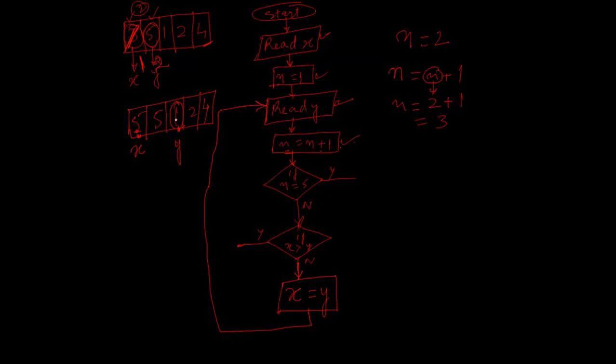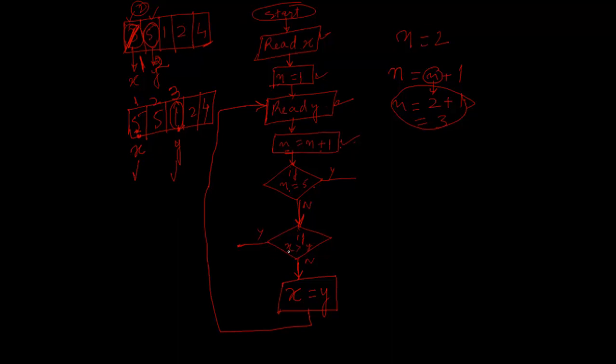When I am reading the next number, this means I have read 3 numbers. This was 1, this was 2, now I am reading the third number. That is why n is equal to 3 here. Again, I will check whether n has reached 5 or not. n has not reached 5. n is 3 only. So again, I will go to this no section. Then I am trying to find out whether x is greater or y is greater. What is x? x is 5. What is y? y is this 1 now. So I have to compare this 5 and this 1.